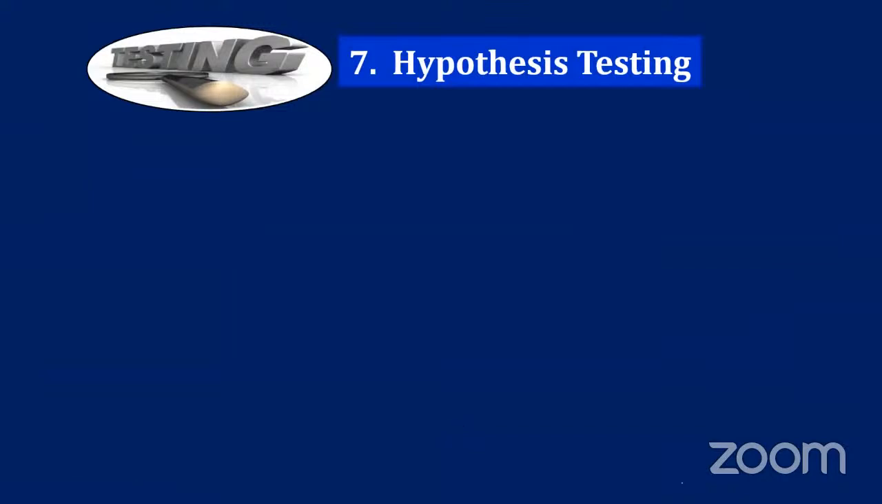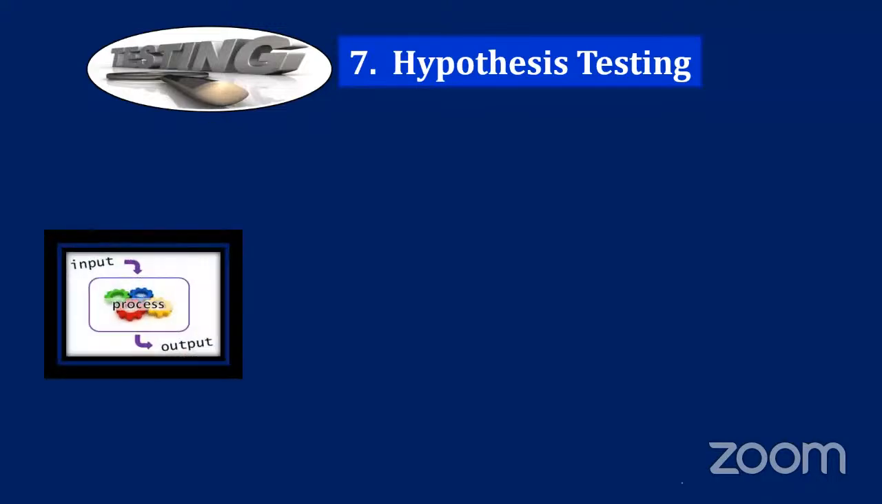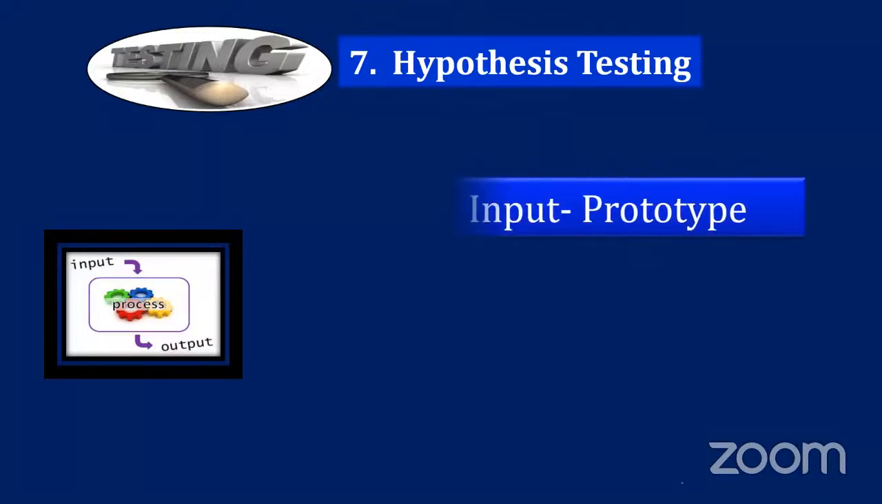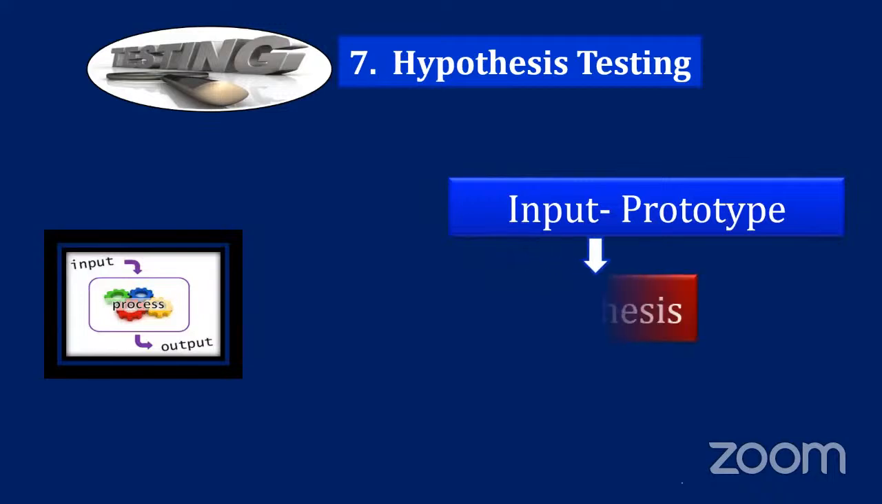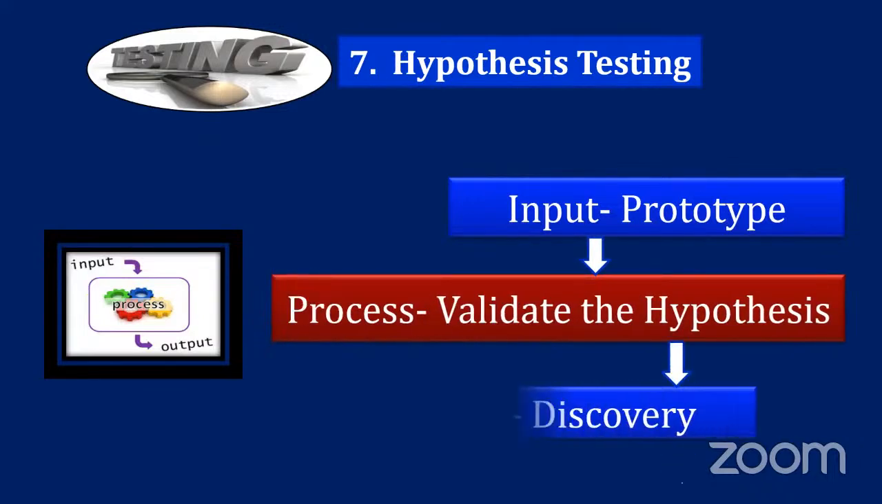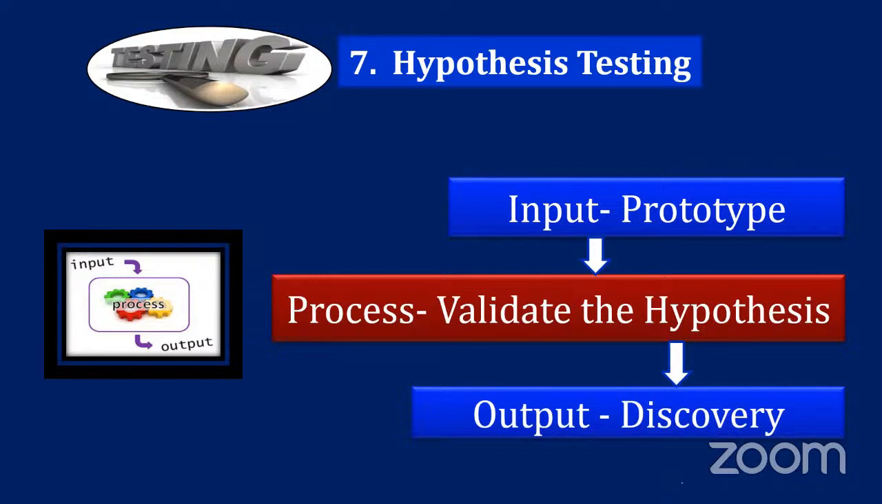Obviously, it is of no use unless you test and find that the solution which we have generated comes in line with the proposed hypothesis which we formulated in the third phase. So again, looking at hypothesis testing as input, process, output. The input to this phase will be the prototype which we created in our sixth phase. The process is validating the hypothesis, actually carrying out the testing.